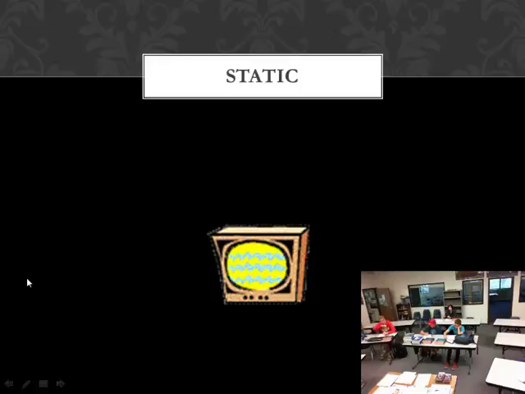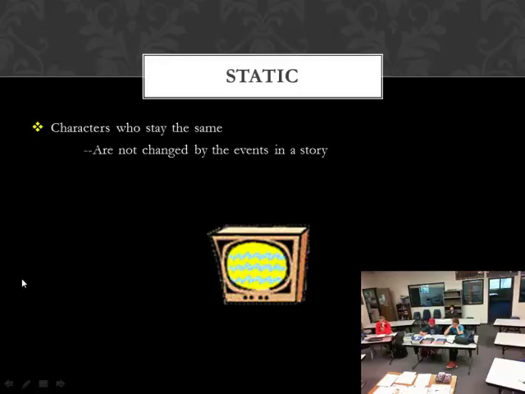So, static characters. Static characters are characters who stay the same. Just because they stay the same doesn't mean they're boring. Sometimes the point of the story is that you have one character with a certain list of characteristics, and that character is given some sort of difficulty, some sort of hardship, some sort of situation that really challenges who they are as a person, like their moral fiber. And the point of the story is, will they bend, or will they uphold what they know to be good and right as they go through all these trials?